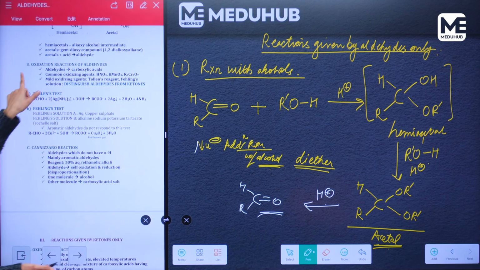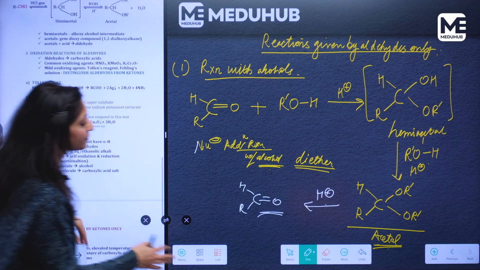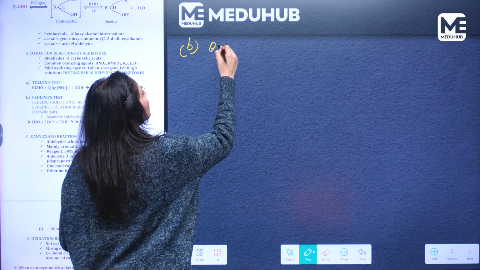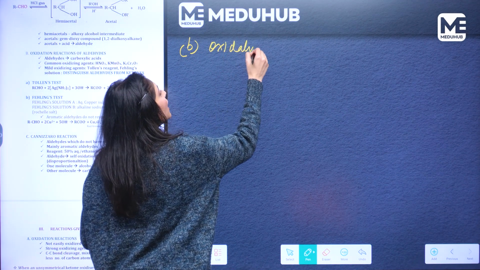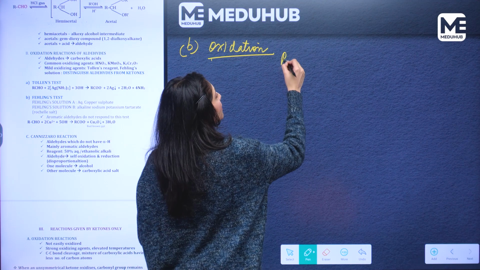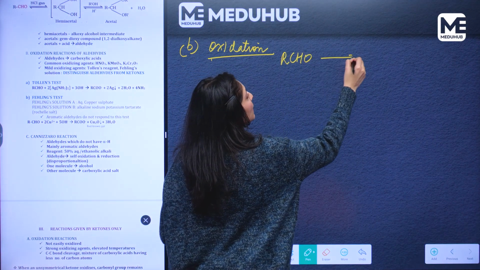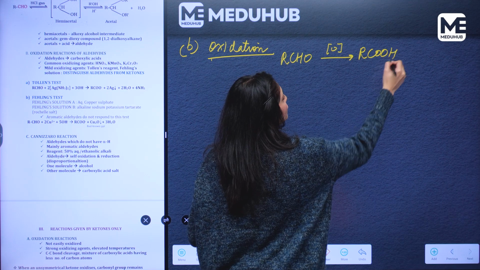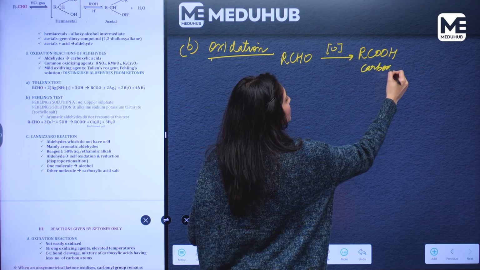Next reaction of aldehyde is the oxidation reaction. Aldehydes readily undergo oxidation. So RCHO upon oxidation gives RCOOH, that is a carboxylic acid.